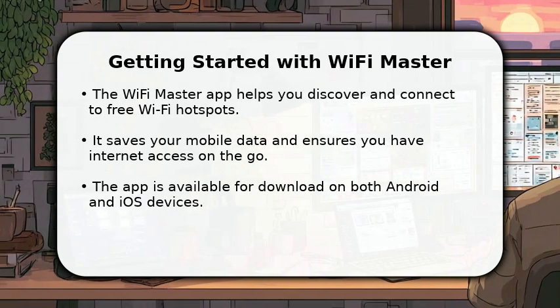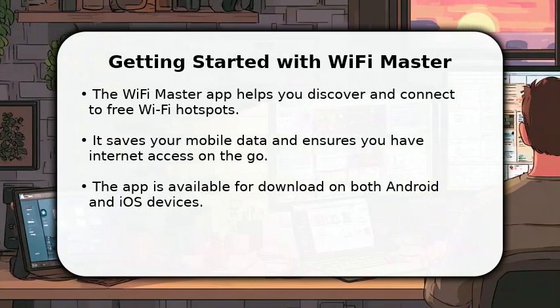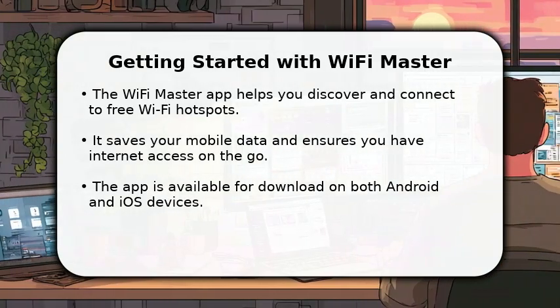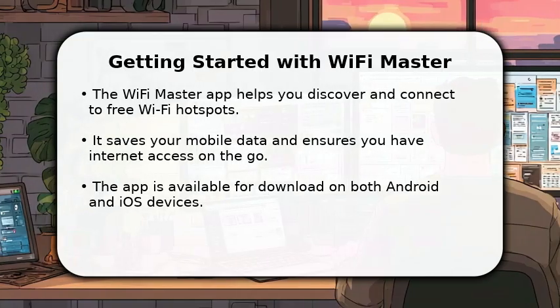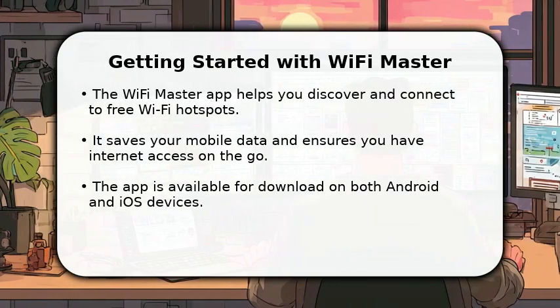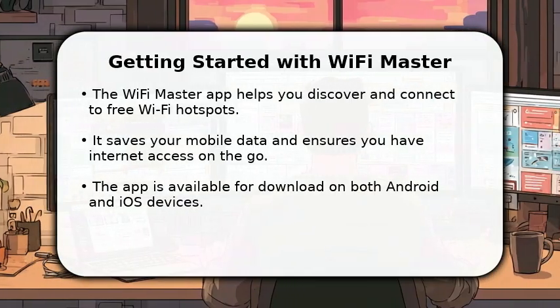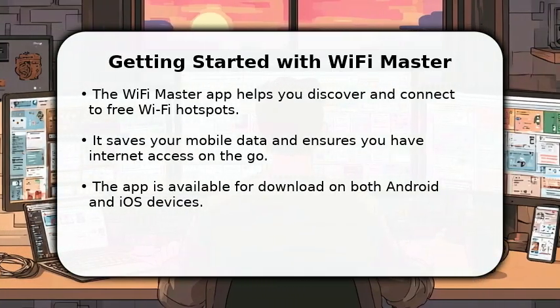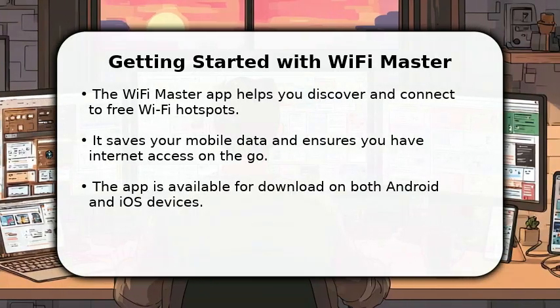In this video, I will explain how to use the Wi-Fi Master app. First, download the app from your device's app store. It's available for both Android and iOS. Once installed, open it to grant necessary permissions, like location access, which helps in finding nearby networks.